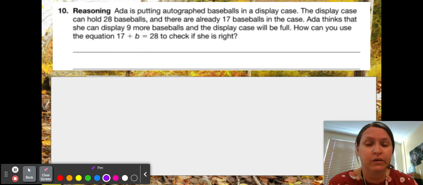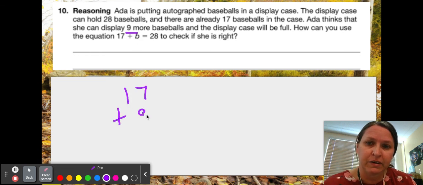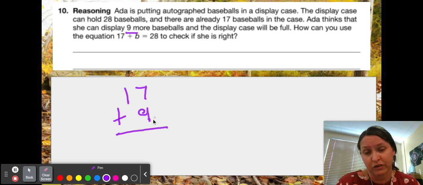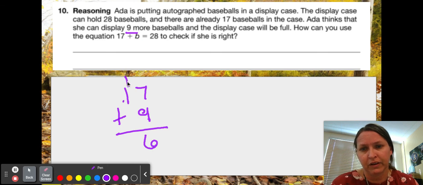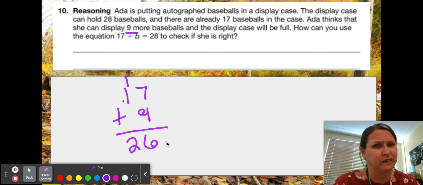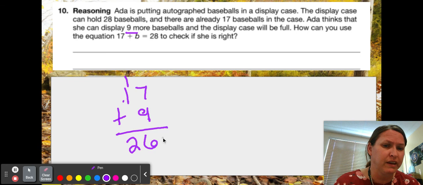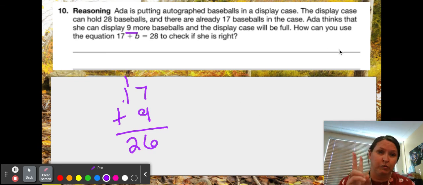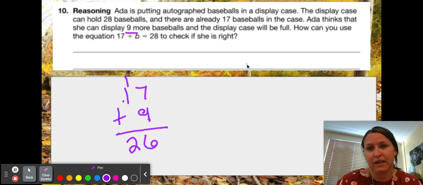Well, what I would do is she wants to put 9 baseballs, so I'm going to do 17 plus 9 because Ada thinks that we can put 9 balls in and have it equal 28. So 9 plus 7 is 16. 1 plus 1 is 2. I get 26. So would the ball case be full? No, it would not, because I can still fit 2 more balls into my case.